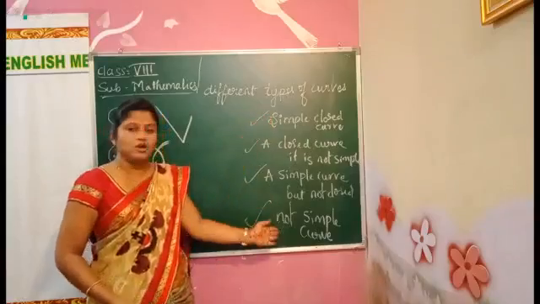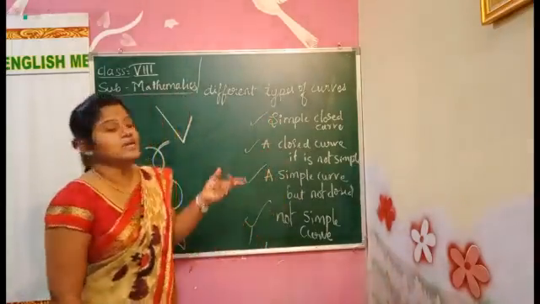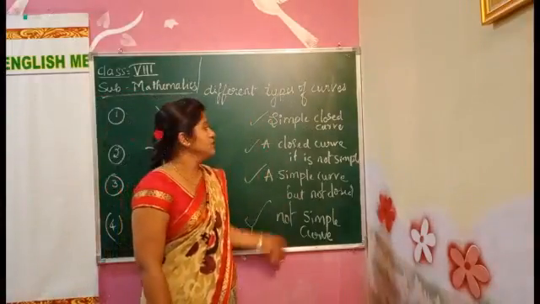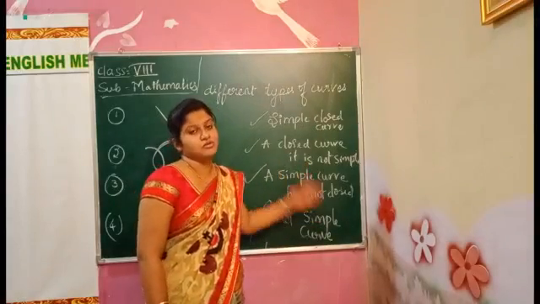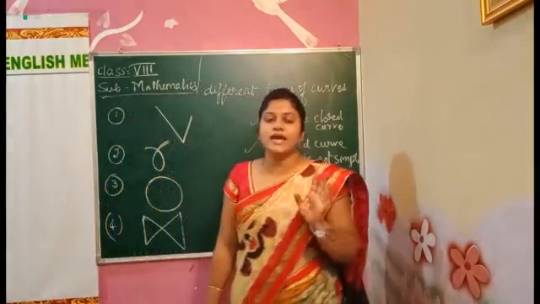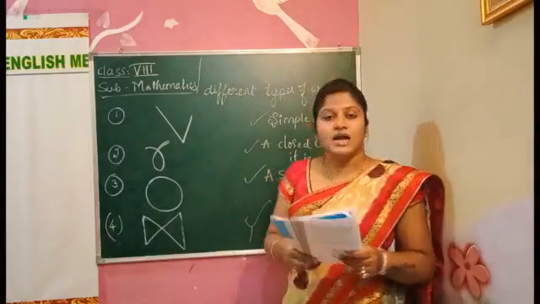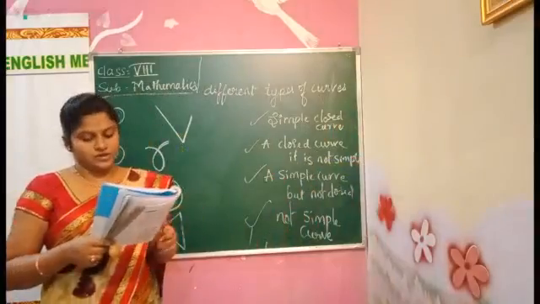First one, simple. Not simple. This is the easier one I am telling you. The types you can easily say: simple, not simple, a closed curve but not simple, a simple curve but not closed, the opposite one. These are the 4 types of curves. Okay, understood how many curves we have? We have 4 types of curves.